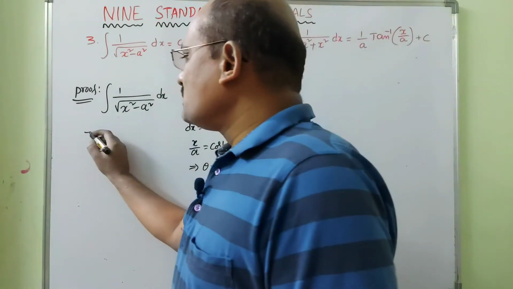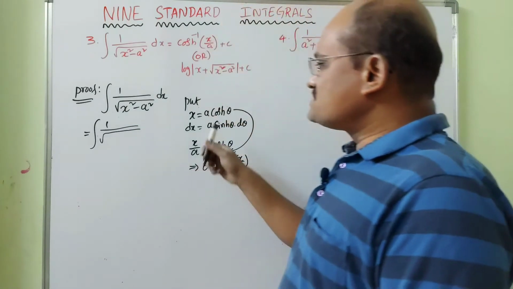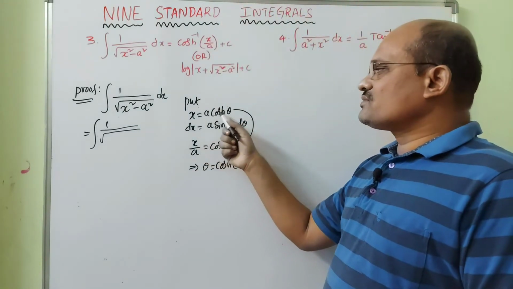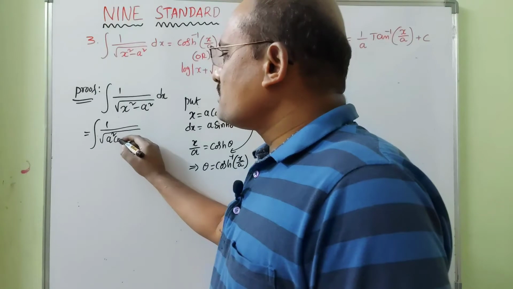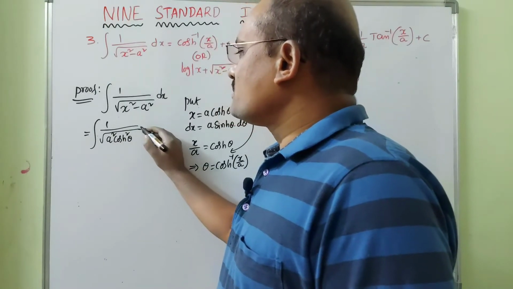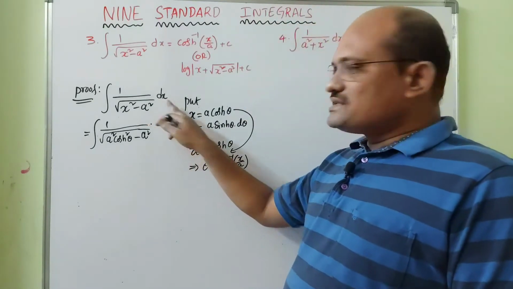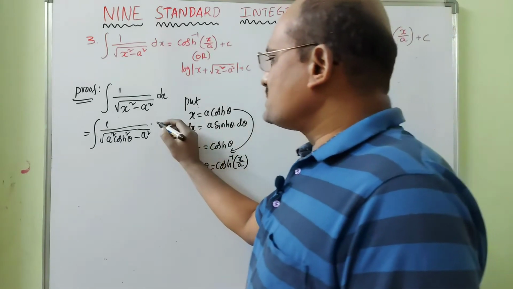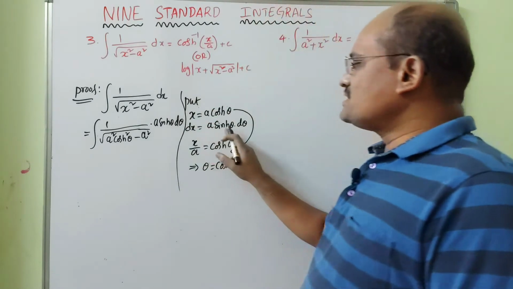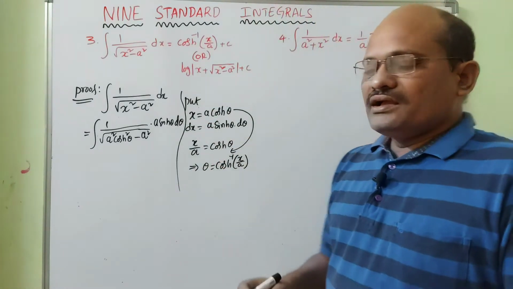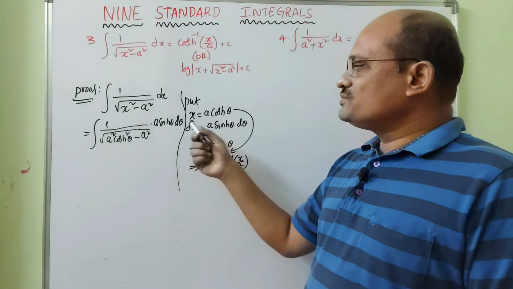Now substitute in the LHS. Integral of 1 by root x square minus a square. Our substitution is x equal to a cosh theta. Substitute here. x square is equal to a square cosh square theta minus a square. Here dx is there. dx also we have to convert: a sinh theta d theta. Remember, integration by substitution is nothing but change of the variable. We are converting x into theta.